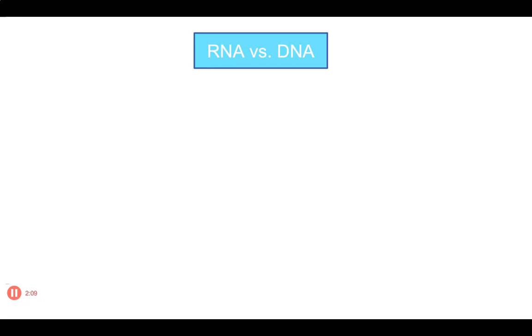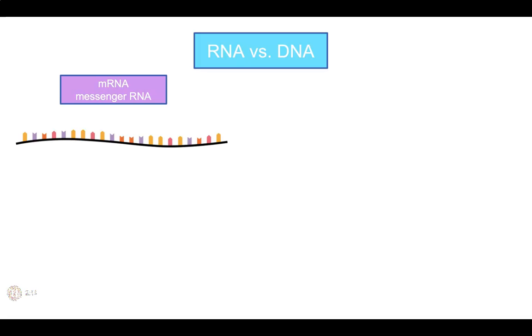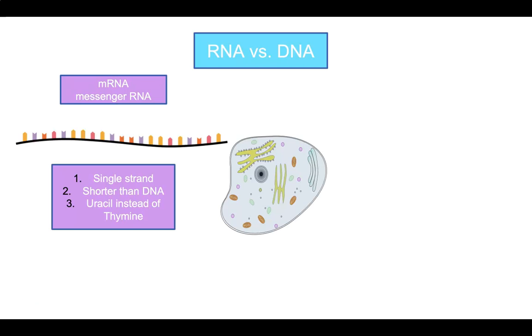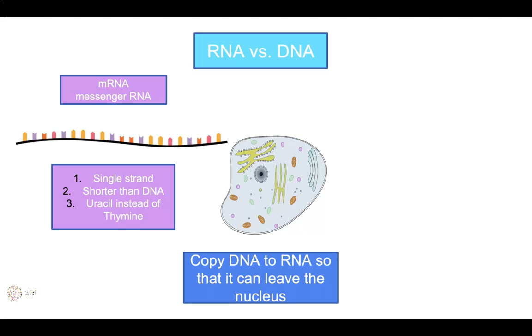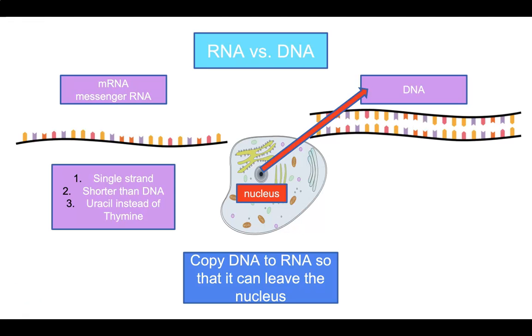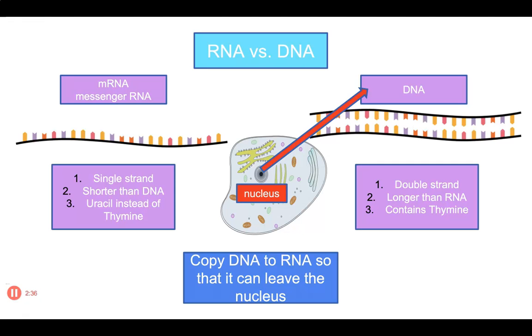Let's look at the major differences between RNA and DNA. mRNA, or messenger RNA, is single-stranded, shorter than DNA, and has uracil instead of thymine. It's necessary to copy DNA to RNA so they can leave the nucleus. On the other hand, DNA is composed of a double-stranded double helix. It is also longer than RNA and it contains thymine.